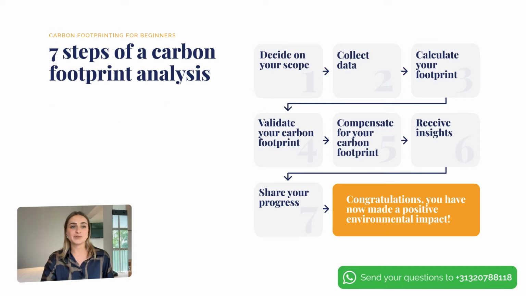So these are the seven steps of a carbon footprint. The first step is to define the parts of your organization that you need to include in your carbon footprint. The second step is to collect data. The third step is to calculate your footprint. The fourth step is to validate your carbon footprint. The fifth step is to compensate for your footprint, receive insights, and of course share your progress and the impact that you make. I will go over every step, and I will also include examples of our CO2 expert tool with you. So let's go to the first step.